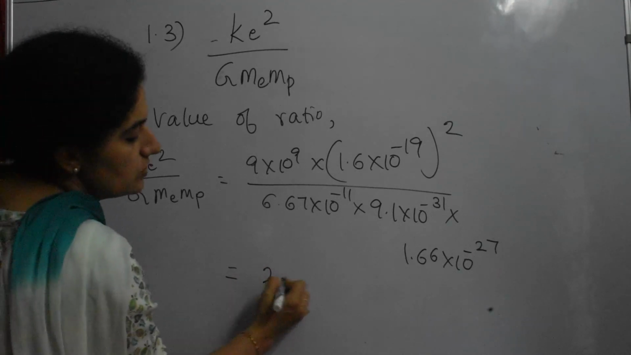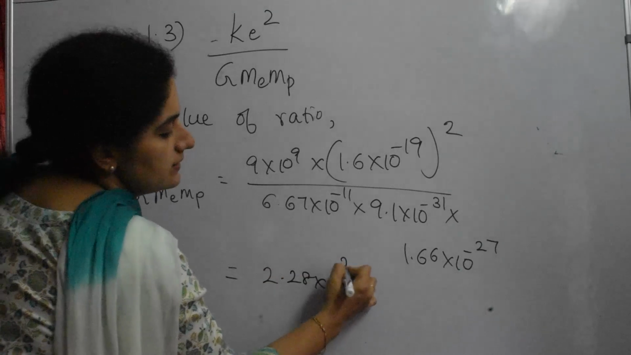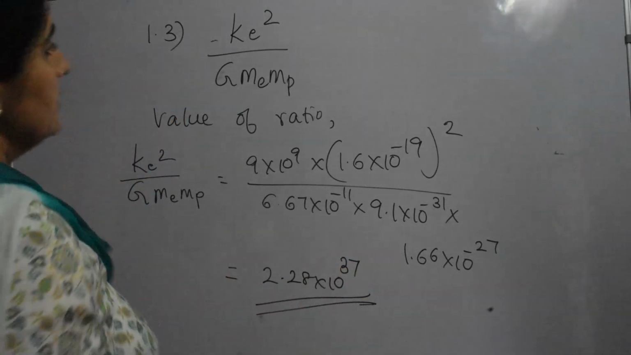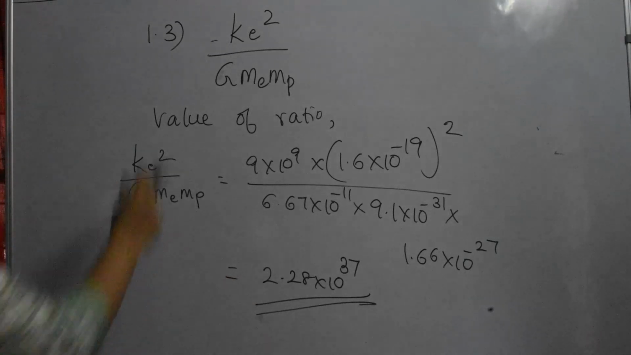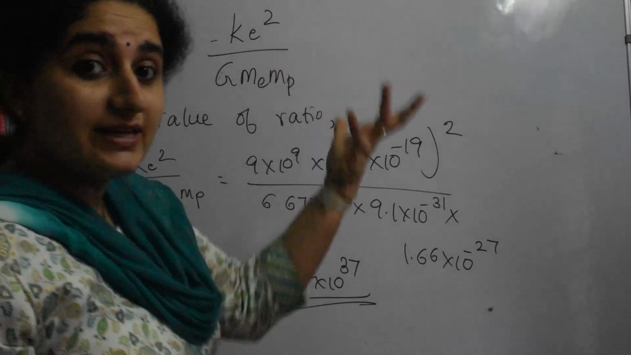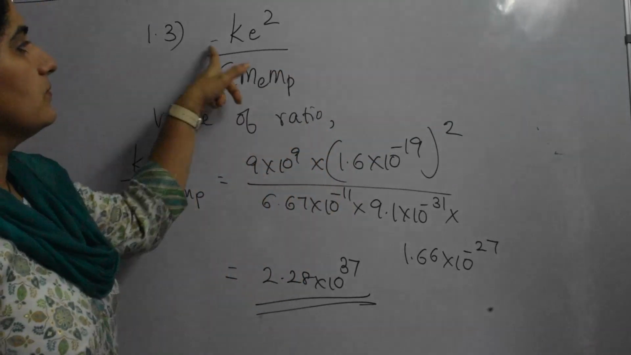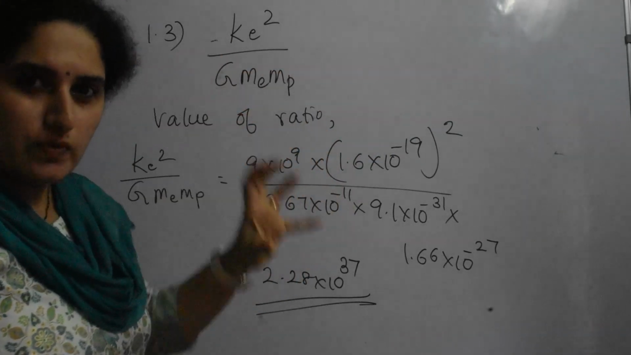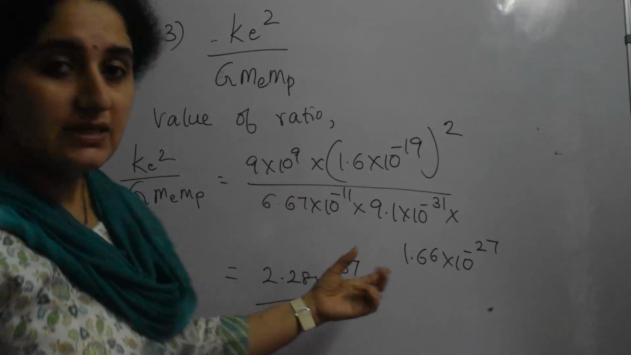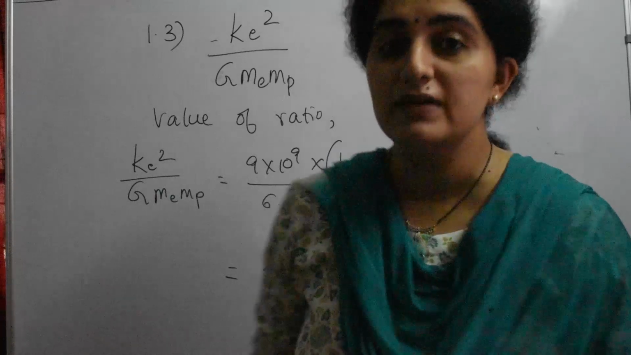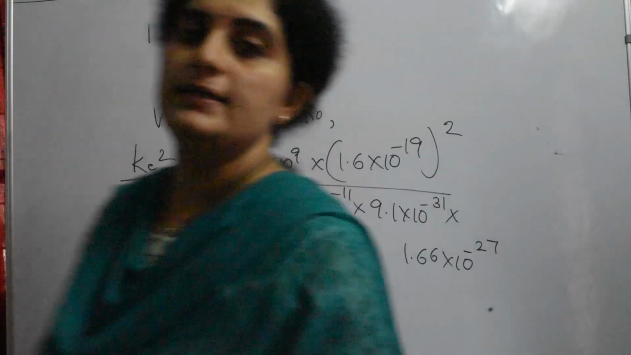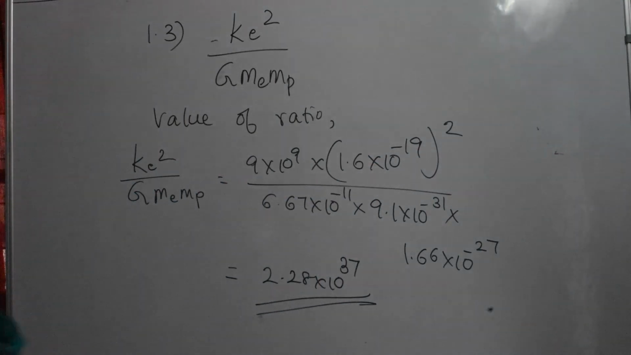It comes around 2.28 into 10 to the power 37. The ratio is so high, around 10 to the power 37. So the gravitational force is so small, and the electric force is very high in comparison, in the range of 10 to the power 37. This is regarding exercise 1.3.